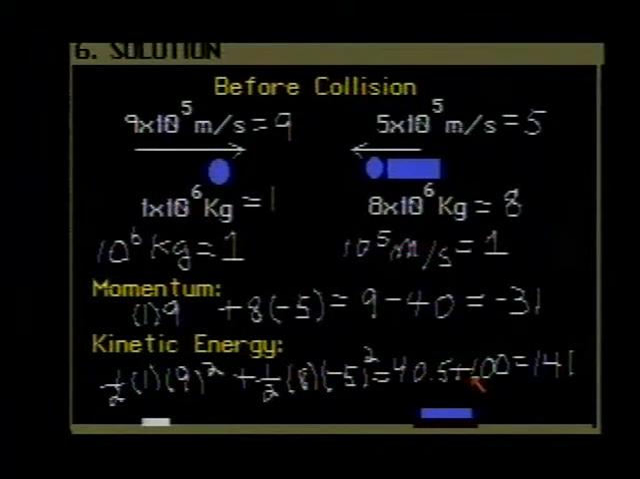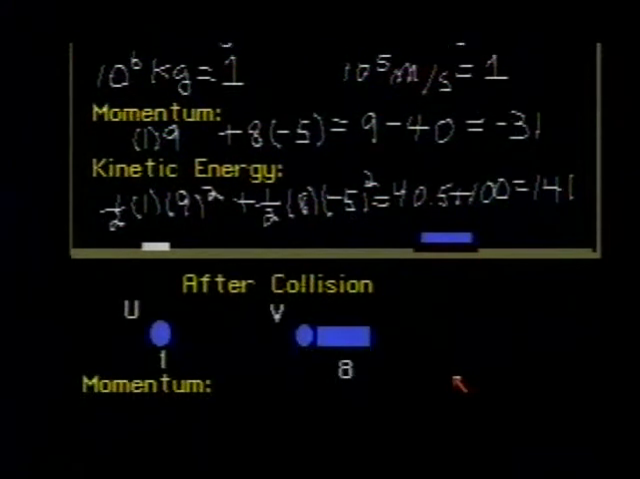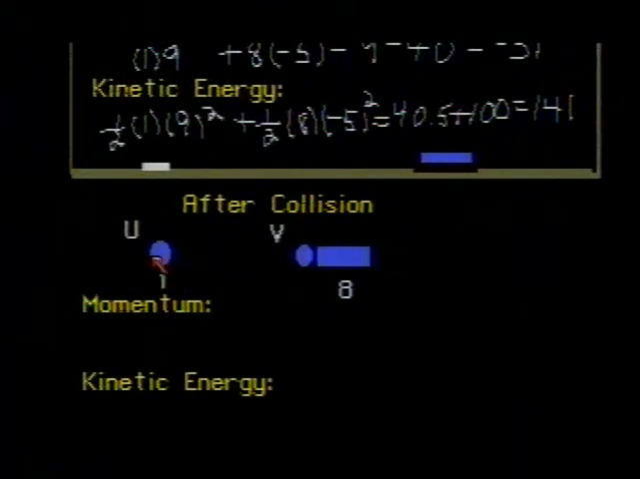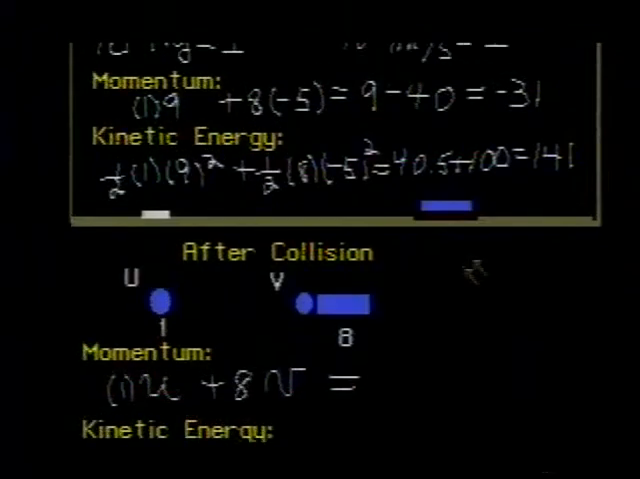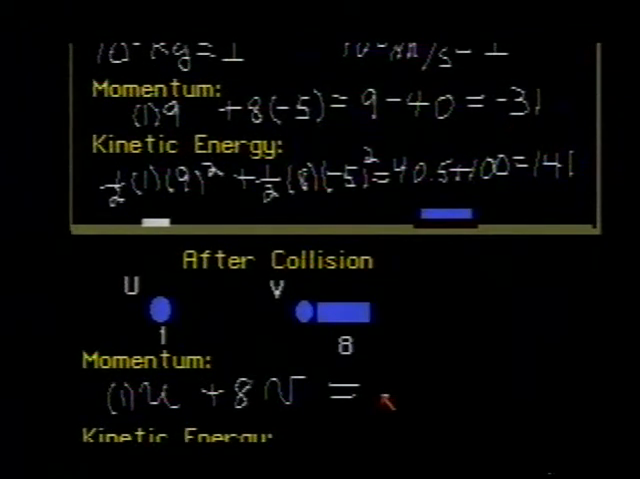After the collision, let's say the asteroid has a velocity u and the starship has a velocity v, so that the momentum after the collision is going to be 1 unit of mass for the asteroid times u plus 8 units of mass for the starship times v. This will be its final momentum, and since the momentum must be conserved, that must be equal to the original momentum, which we have determined was minus 31.